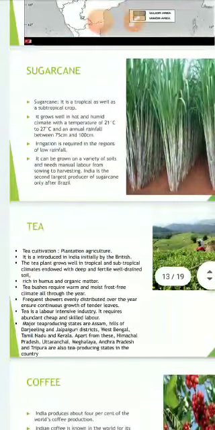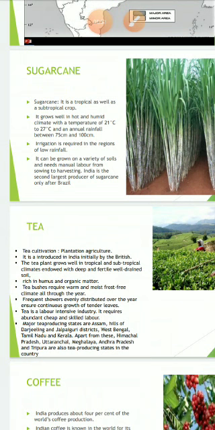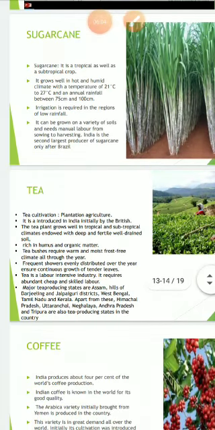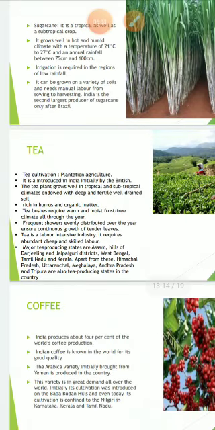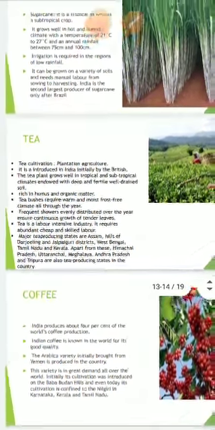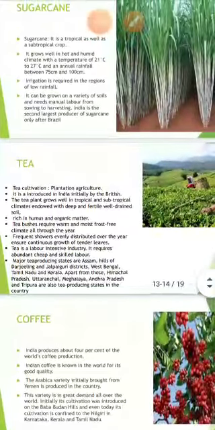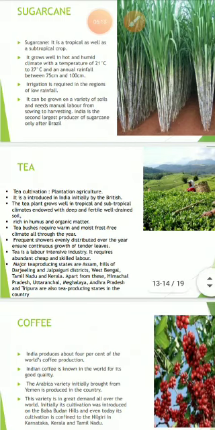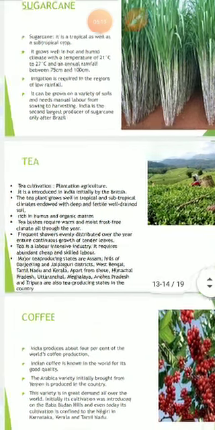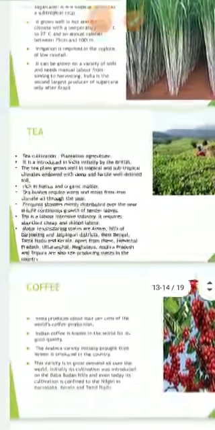Next comes sugarcane. Sugarcane is a tropical as well as subtropical crop. It grows well in hot and humid climate with a temperature of 21 degrees centigrade to 27 degrees centigrade, and annual rainfall between 75 centimeters and 100 centimeters. Irrigation is required in regions of low rainfall. It can be grown on a variety of soils and needs manual labor from sowing to harvesting. India is the second largest producer of sugarcane, only after Brazil.